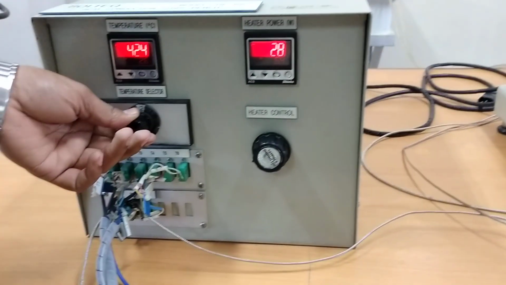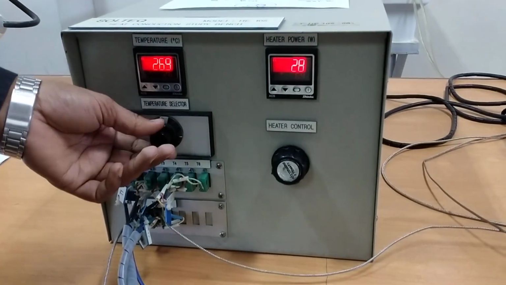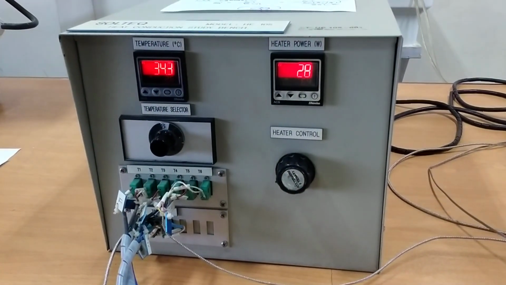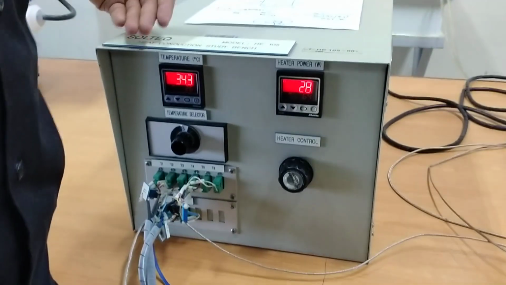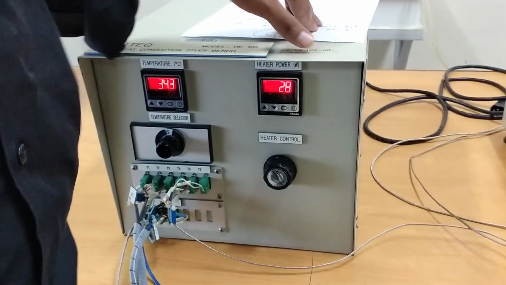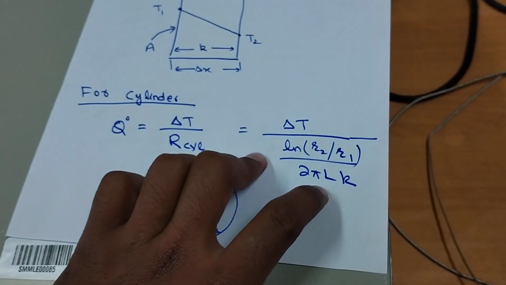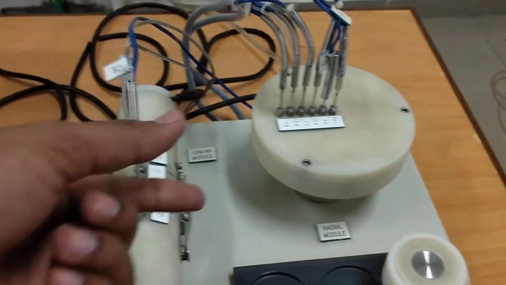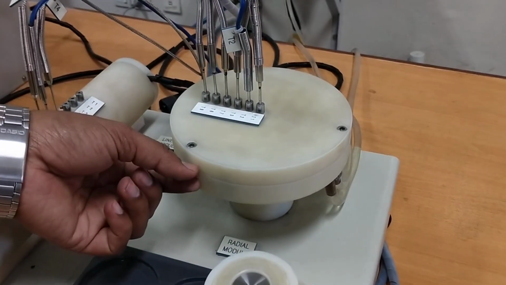So T2 is 41.1 and I need the T8. I can read from here 34.3, 34.4. So using these two temperatures I'll get the delta T and I know the value of R1 and R2. The length or the thickness of the brass sheet, the brass plate inside this plastic box, is 3 mm.